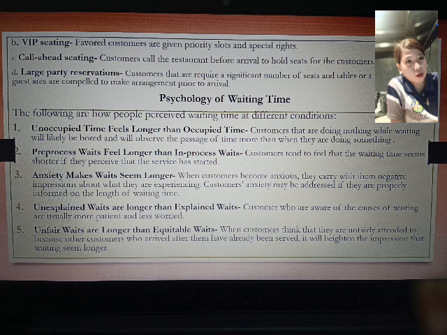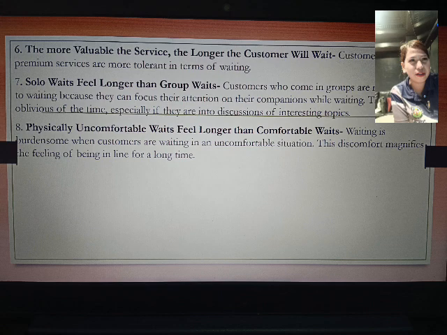The next is unfair waits are longer than equitable waits. So when customers think that they are unfairly attended to because other customers who arrive after them have already been served, it will heighten the impression that waiting seems longer. Then we have number 6. The more valuable the service, the longer the customer will wait. So customers who are expecting premium services are more tolerant in terms of waiting.